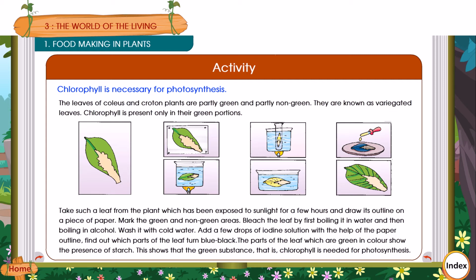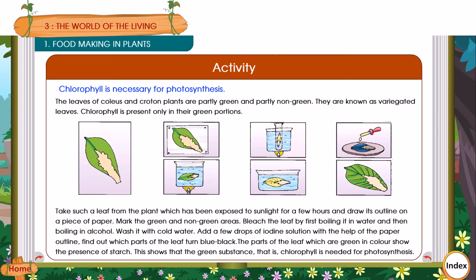Chlorophyll is necessary for photosynthesis. The leaves of coleus and croton plants are partially green and partially non-green. They are known as variegated leaves. Chlorophyll is present only in their green portions.